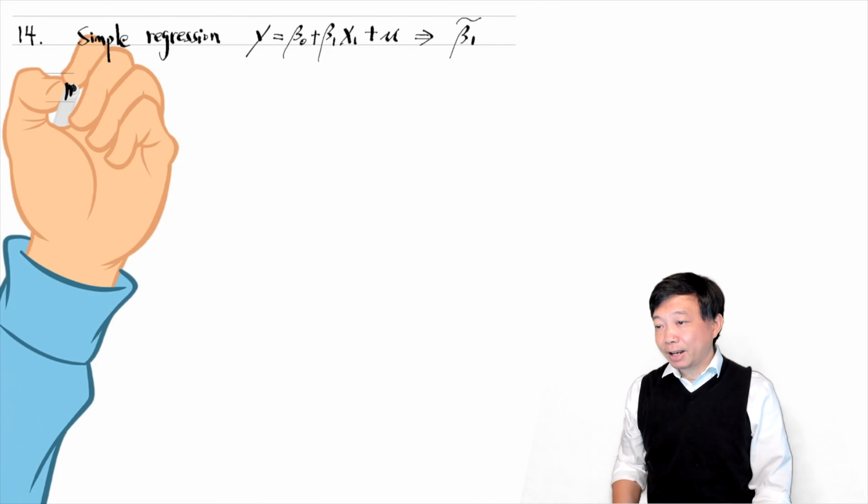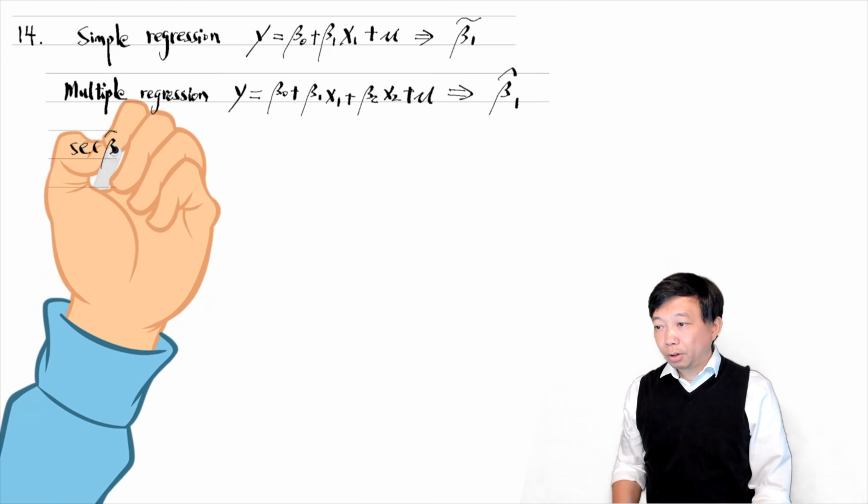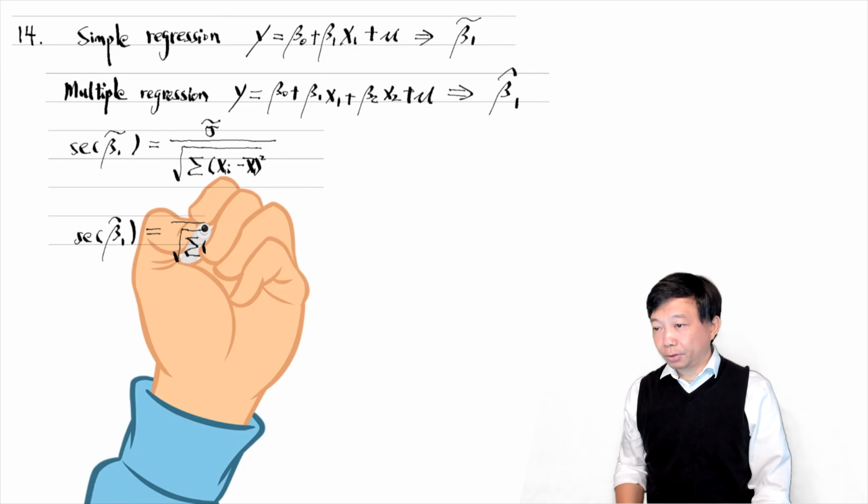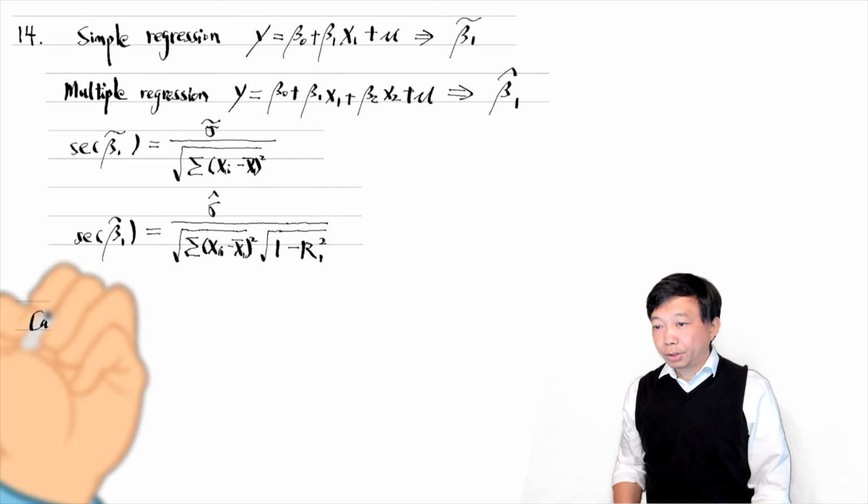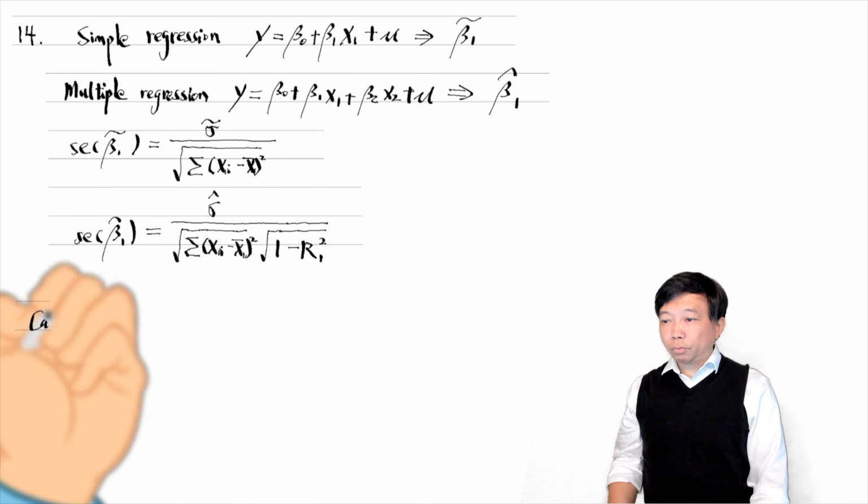To compare the standard errors of the estimators, we first write down the formulas. Comparing the two formulas, we find that the total sum of squares of x1 in the two formulas would be the same because it is the sample variation in x1. We should consider the R squared and the standard errors of the error term sigma hat and sigma tilde. There are four cases or four situations that affect them.